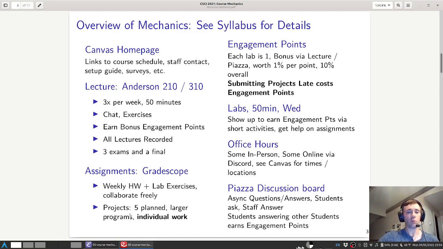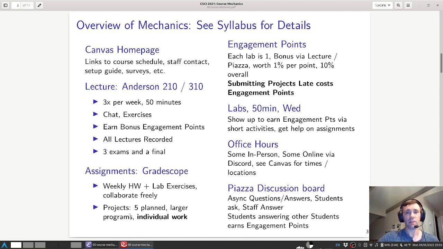In contrast to that, we'll have 5 larger programming assignments, and these are larger work. They are individual work, and so collaboration has some more guidelines on it. Generally, this should be individual work, although you're not forbidden from talking to one another about things at a high level.